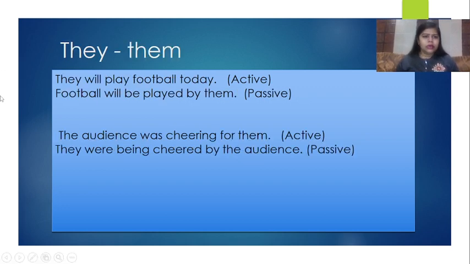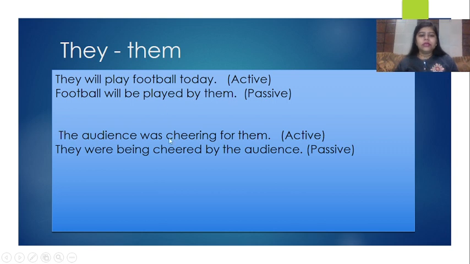Next is they will be changed into them because the objective pronoun of they is them. So they will play football today. That is in active form, and the same thing I'm gonna say into passive voice, that is football will be played by them. So according to tenses, this is in simple future and we will be added. Football is the object, so football will be played. This is the subject and it is now object, so it will be converted into objective form, that is them. So it will be football will be played by them, right?